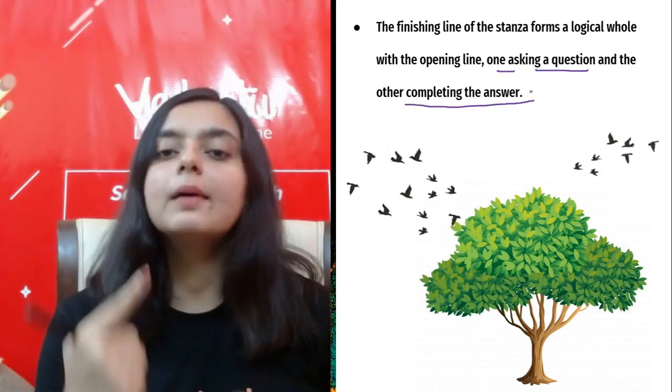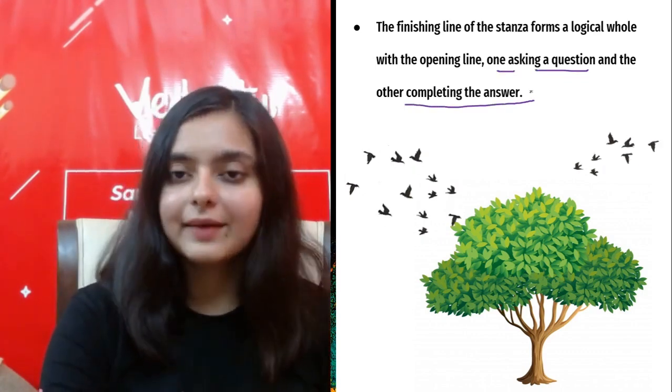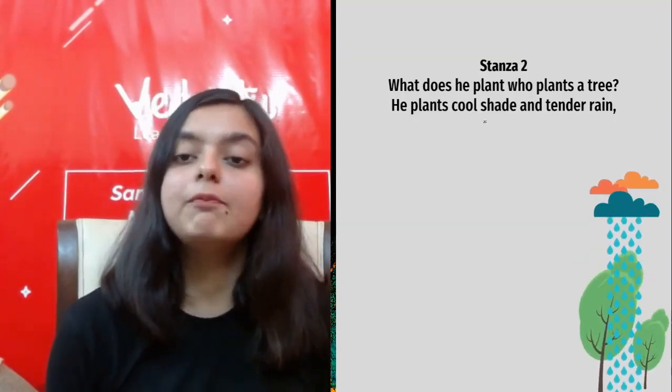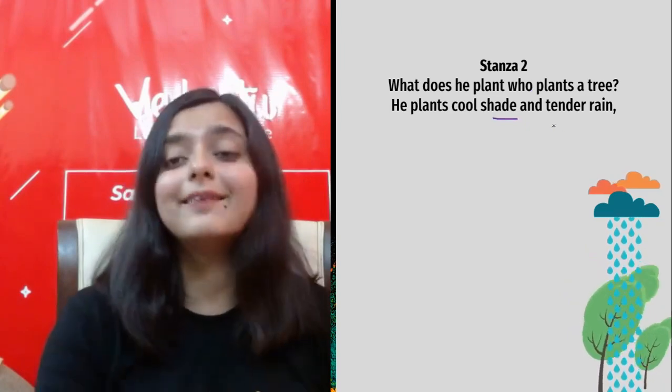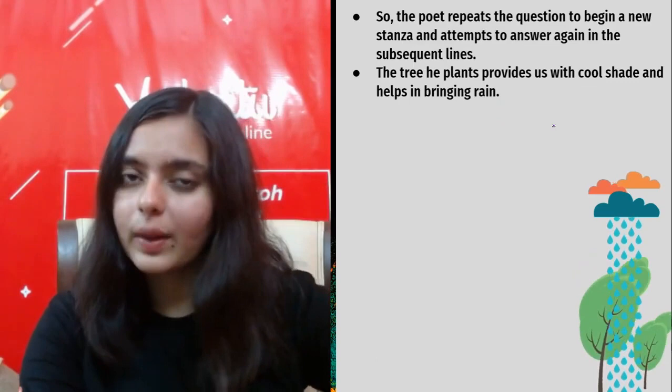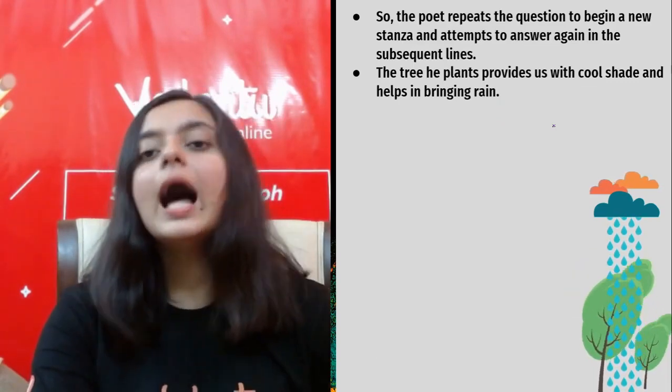So it is a complete logical whole, right? Next stanza is, what does he plant? Who plants a tree? He plants cool shade and tender rain. All right. So again, he begins with a question similar to the first stanza.